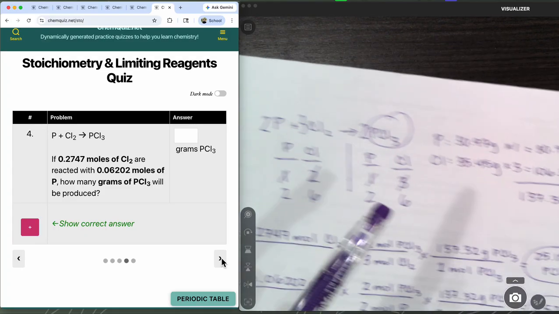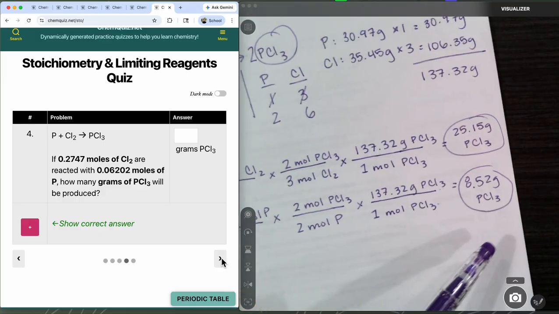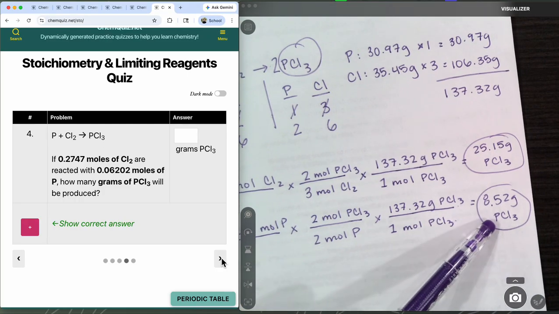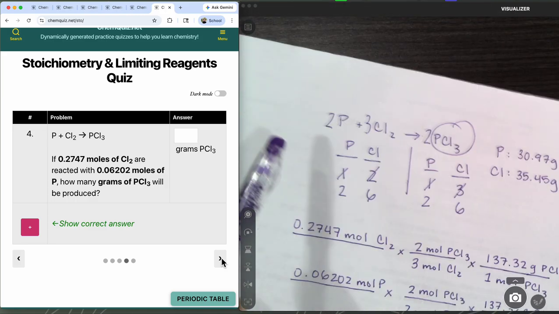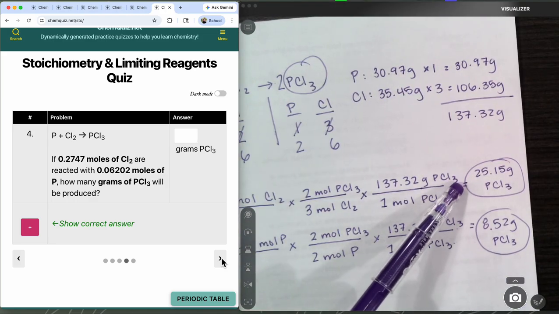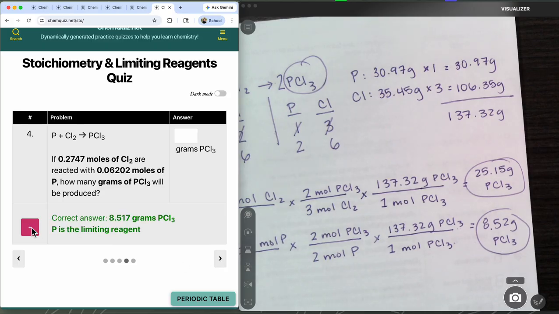Right. Okay. Same thing here. We might call it things you've never seen, but if I've only got enough chlorine to make 8 PCl3 cookies, it doesn't matter how much flour I've got. Yay, I could make 25, but only if I had enough chlorine, and I don't. Okay, so you tell me, how many are we going to make? 8.52 grams. Very nice. Let's check that answer. Hey, very nice, very nice.